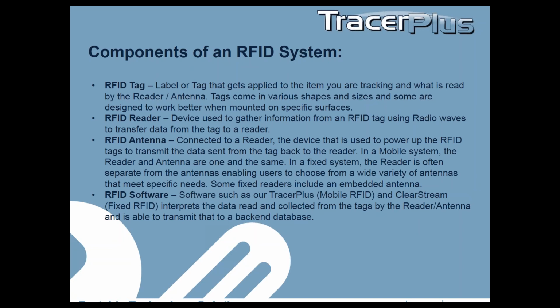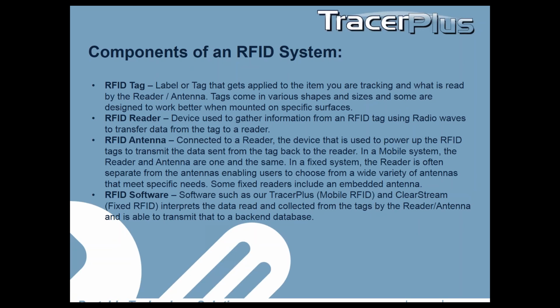RFID tags do come in various shapes and sizes, and some are specifically meant to be applied to a certain surface or material and will read better on a particular surface, such as a non-metal tag. You won't see the read range or performance in clean air that you would if you actually had it mounted on something metal.